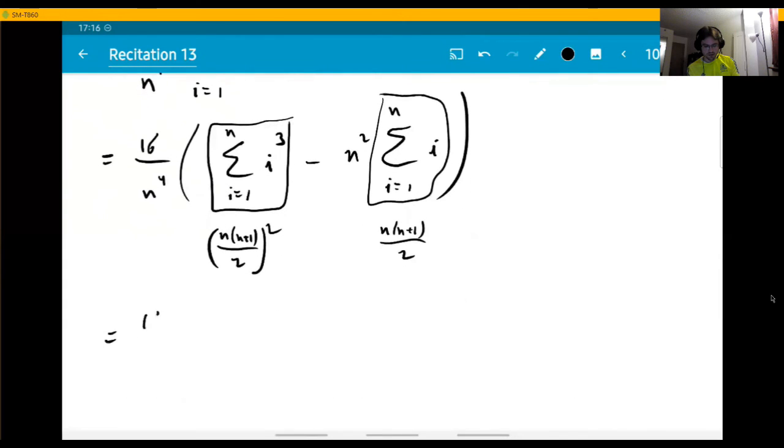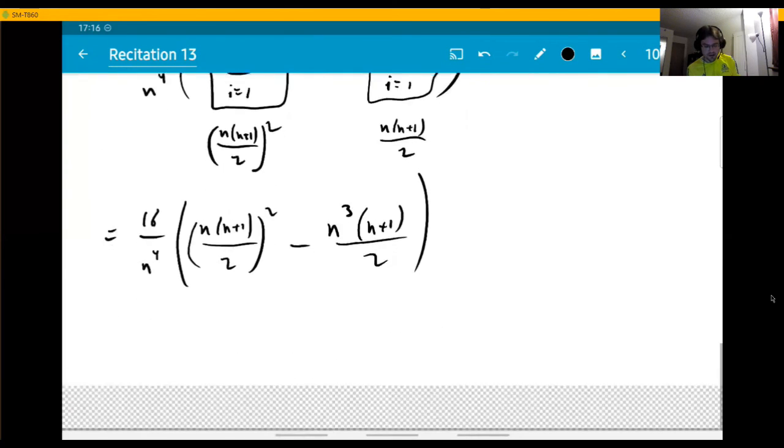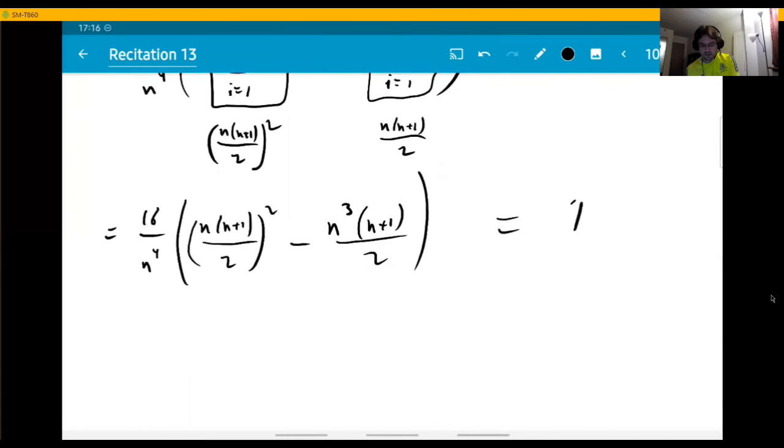So this tells you what the Riemann sum Rn is going to be. n times n plus 1 over 2 squared minus, there's an n squared outside here, together with this n, it's going to make an n cubed, times n plus 1 over 2. Yeah, very good. That's your Rn.